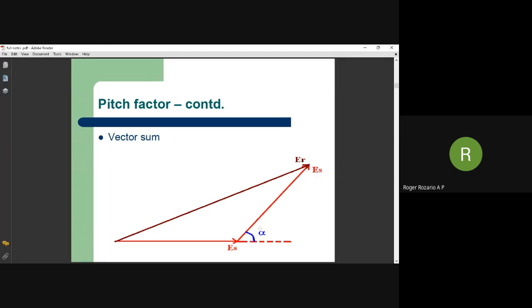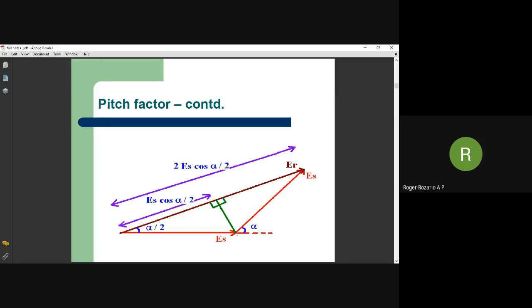The angle is alpha. What was the angle in the previous example? What is alpha in the previous example? I've shown you one diagram, right? What is alpha? How many degrees? Yes, 30 degrees. Very good. So how will you calculate the resultant of this ES and ES displaced by an angle alpha? You have to find out this ER. How will you find out this ER?